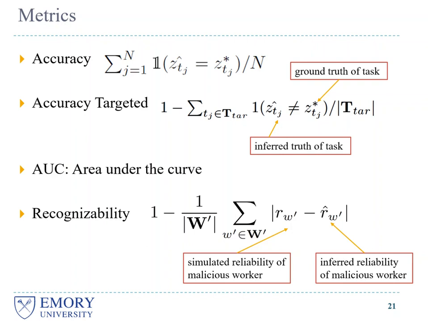The other one is called AUC, or area under the curve. Since the inference method's accuracy changes over parameters, we use AUC to compare the global parameter and the performance of the methods. The other one is recognizability. To assess the adversary detection ability of inference methods, we define recognizability as the similarity between the simulated worker reliability and the inferred reliability. A higher recognizability means the method is better at detecting malicious workers.